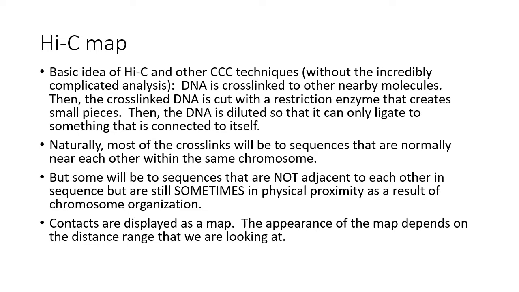So naturally, most of the cross-links will be to DNA sequences that are normally near each other in the chromosome. But some will be to sequences that are not at all adjacent, in fact can be megabases away, but interact sometimes in physical proximity as a result of the chromosome organization. So ultimately, we end up with a gigantic amount of sequence information, and the contacts will be displayed as a map. And the appearance of the map depends on what distance range we're looking at.